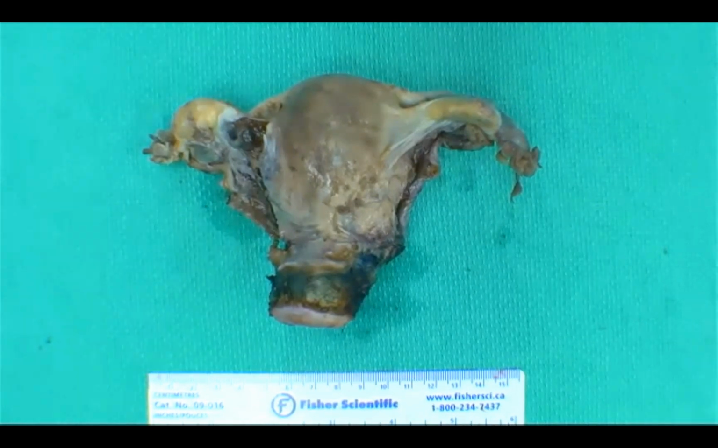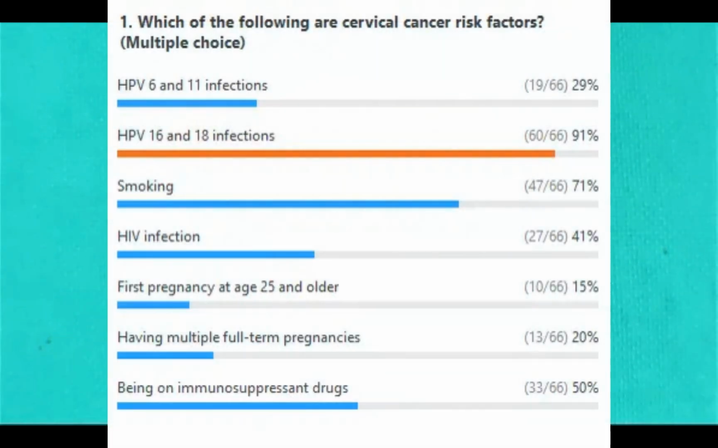Which of the following are cervical cancer risk factors? Great. So the results are kind of spread out, but the number one chosen answer was HPV 16 and 18 infections. That's great. That is one of the major risk factors for cervical cancer. HPV 16 accounts for 60% of cervical cancer cases, while 18 accounts for another 10%. And so for the other questions, the only two of these that were not a risk factor were HPV 6 and 11 infections. Those are usually associated with more low grade.